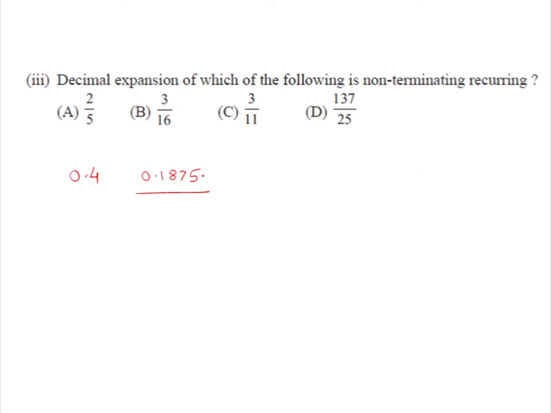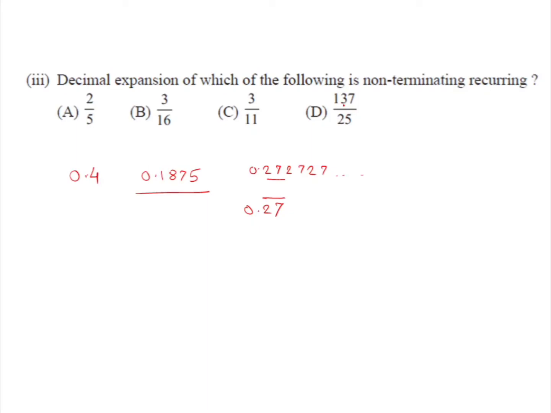The next alternative is 3 by 11. If we divide 3 by 11, we get 0.272727 and so on. So here, as we can see, the group of numbers 2 and 7 is repeating again and again. So we can write this as 0.27 recurring. So this decimal number 3 by 11 is non-terminating, but it's recurring.